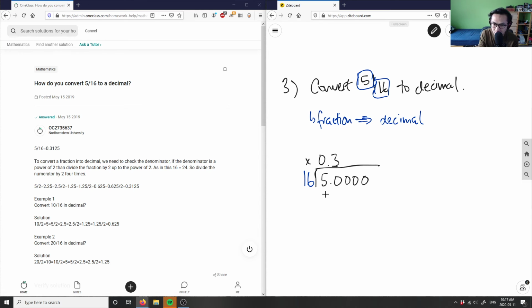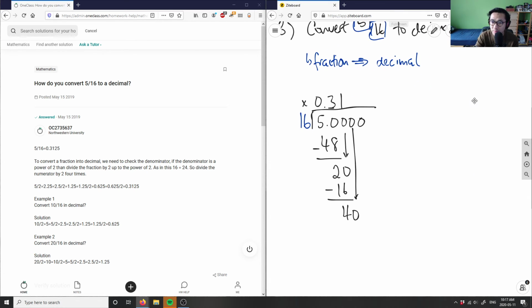16 times 3 equals 48. 50 minus 48 is 2. I bring down a 0. 16 times what number gives me 20? 16 times 1 is closest to 20 here. 20 minus 16 is 4. Bring down another 0. 16 times what number would give me 40? In this case, it would be 2, right? 16 times 2 is 32. So it's the closest number here.